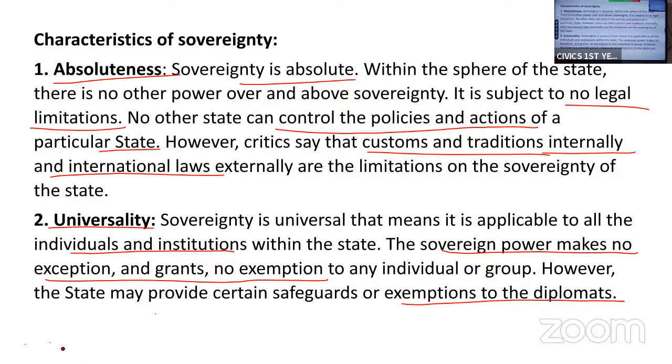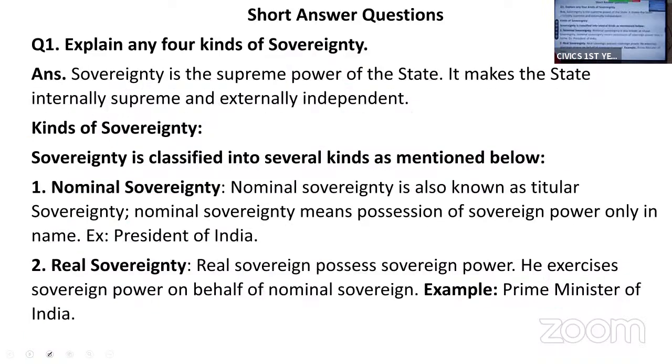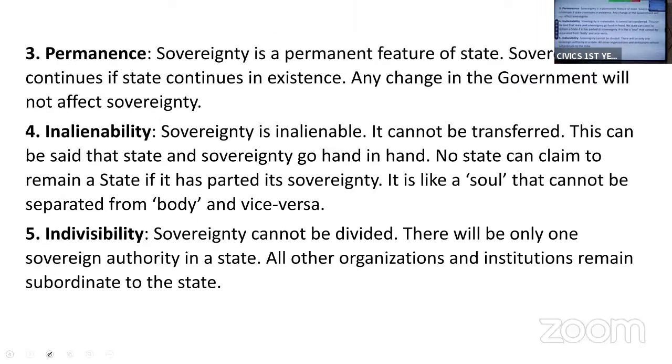So let us move to the next topic. The third characteristic is permanence. Permanence means permanent. Sovereignty is permanent. A state continues its existence. If there is a change in the government, it will not affect the sovereignty. Any change in the government will not affect the sovereignty of the state.